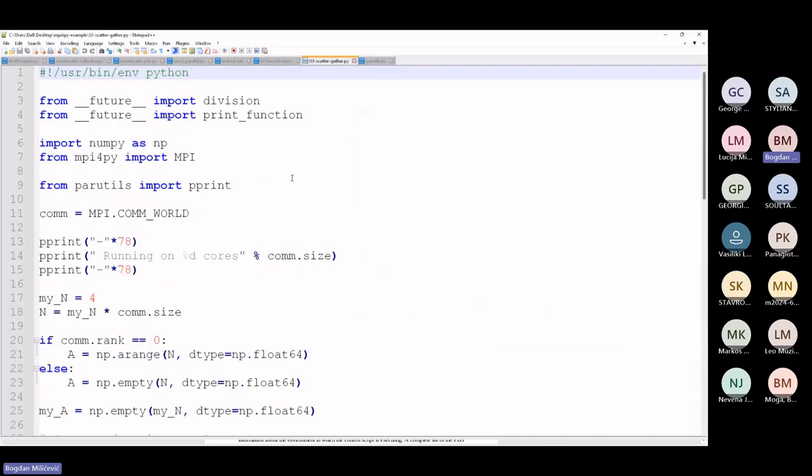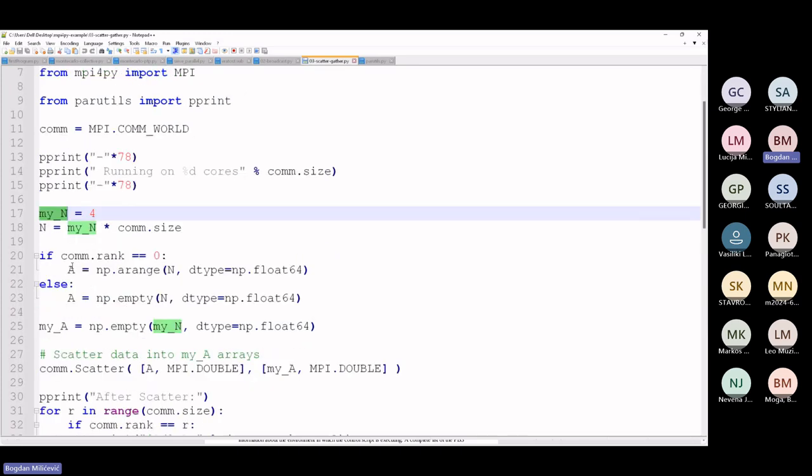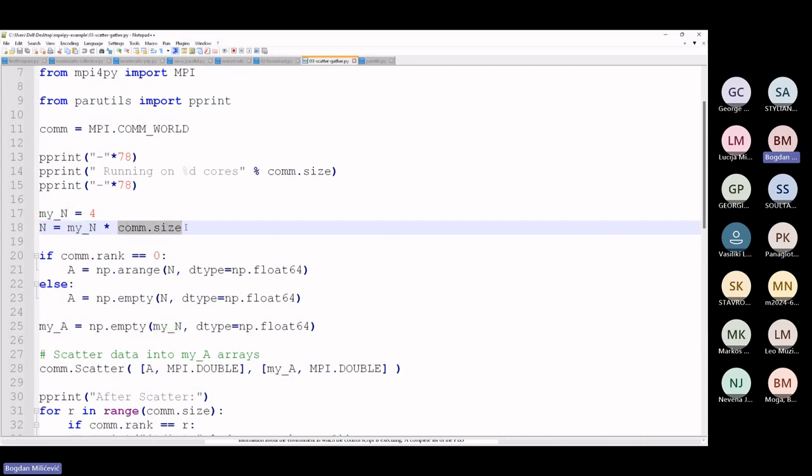Let's try scatter and gather. What we have here is similar to before: only the zeroth process is printing this on screen. Then we have some value, and if we are the zeroth process, we are creating numbers from 0 up till 4. Also note that my n is 4, but n is my n times the number of processes. So if we are running 5 processes, this will be 20. If we are running 2, this will be 8. If we are running just 1, it will be 4, and so on.